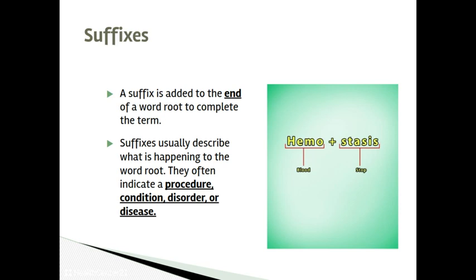Suffix. So a suffix is added to the end of the root word to complete the term. Okay. Suffixes typically tell you what's happening to the root word, pretty much what's going wrong or what's being done to the root word. So a procedure, a condition, disorder, or disease. So here, hemo is blood. So that's the root word because it's telling you about a position in the body or a part of the body. Stasis means stop. So when you put that together, okay, you know that somehow in this patient, the blood is stopping. Okay. I talk about suffixes first because you have to have a suffix with a root word. Okay. So you have a root word, you have to have a suffix.